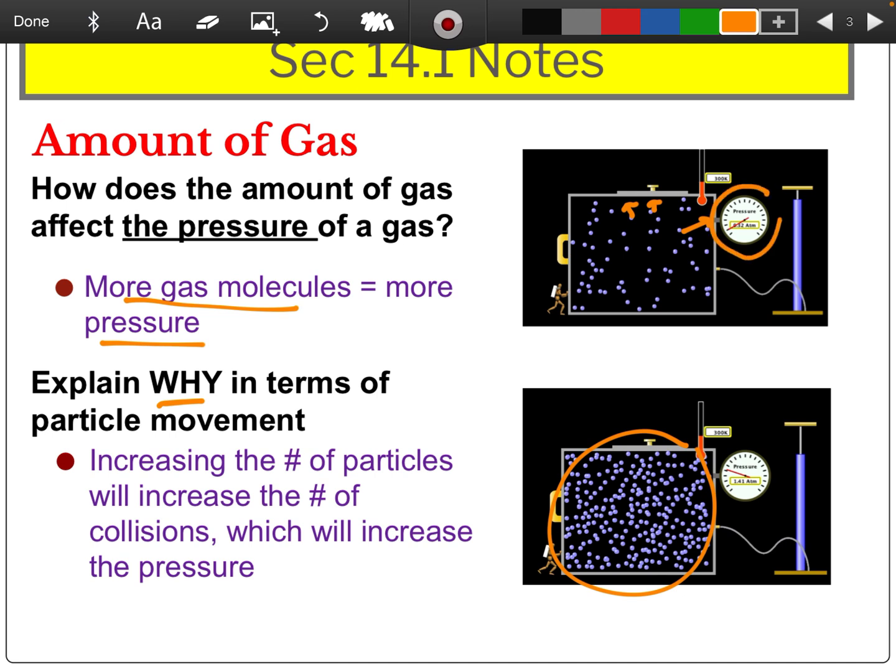If you look at our pressure gauge from one to the next, the gauge is moving in a clockwise direction, so the pressure is increasing as you increase the number of particles. It would be like if we had 4 students in the room who were blindfolded and we asked them to walk around. You might bump into somebody, but not a ton of collisions. But if we had 38 people in the class blindfolded and walking around, you'd probably bump into a few more people. So the more particles you have, the more pressure is exerted on the sides of the container.